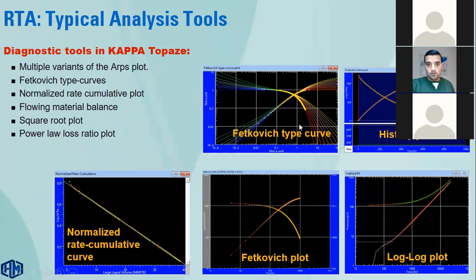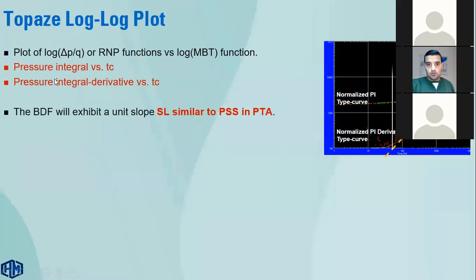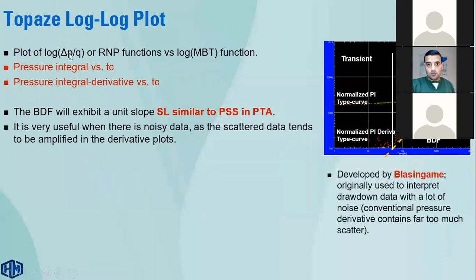As you can see, and as mentioned before, in the dimensionless type curve of Fetkovich, we have the normalized rate Q curve, the Fetkovich plot, and the log-log plot. The Topaz log-log plot, as you can see, is simply a relationship of log delta P over Q versus log material balance time, and the pressure integral versus material balance time, and the derivative of pressure integral versus material balance time. As you can see, we have three sets of type curves.